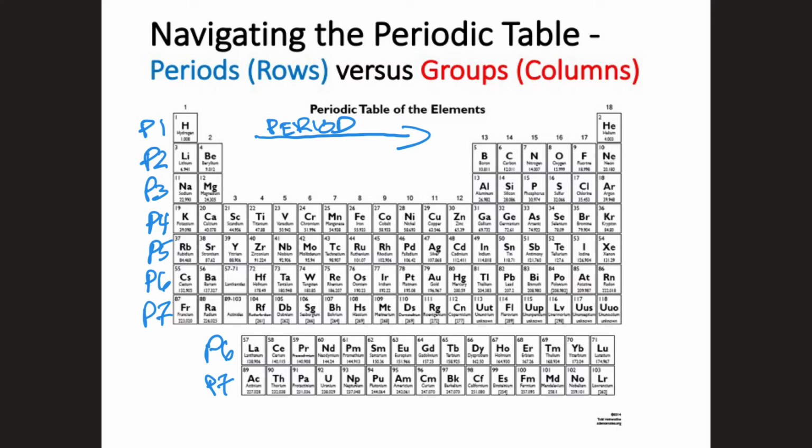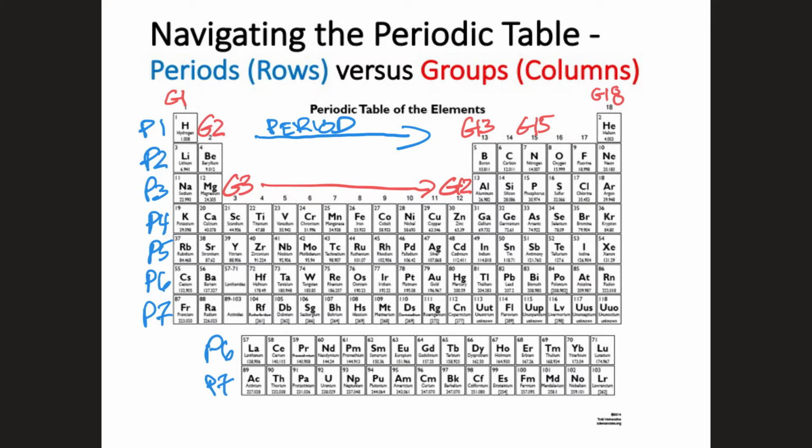The period is the row, and now the groups. The groups are going to run the columns. So let's label group 1, group 2, group 3, and etc., up here to group 12. Then we have group 13, and I'll just put it on here, group 15, and the last group is group 18. So if you count the number of columns, those are the groups. So the groups will come into the columns.